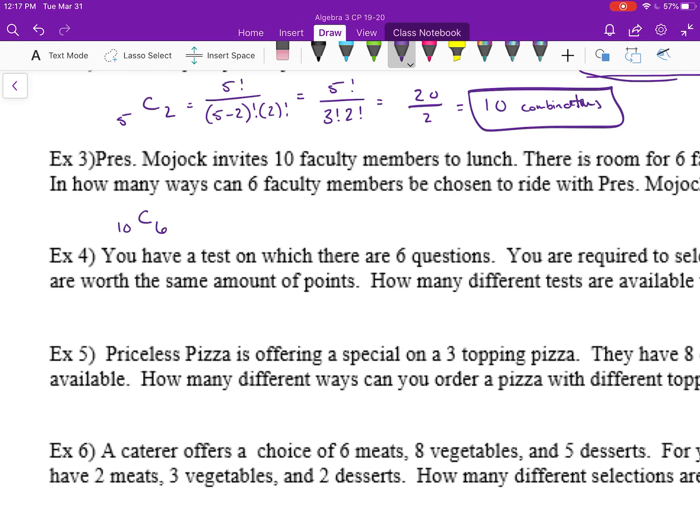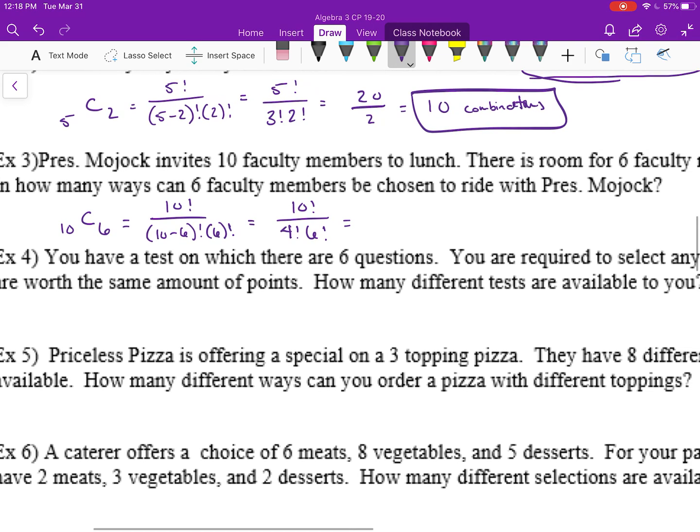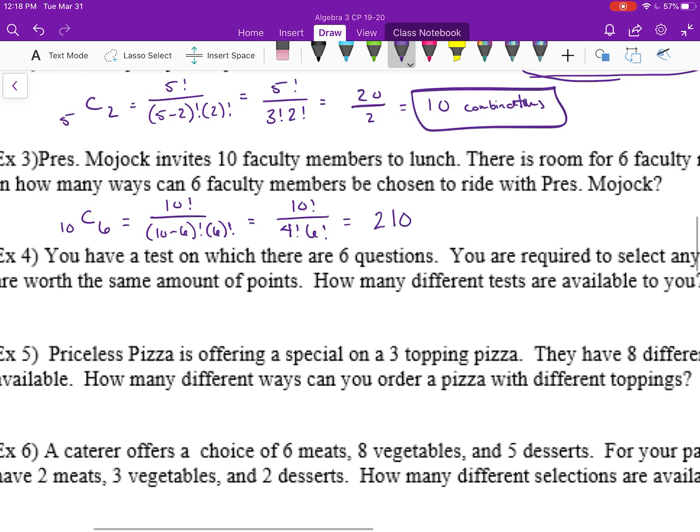So we've got 10 faculty members, of which we want to choose 6. That's going to be a 10 choose 6 question. That's going to give us 10 factorial over n minus r factorial times r factorial. So we have 10 factorial over 4 factorial times 6 factorial, which again, you use a calculator and multiply it out.